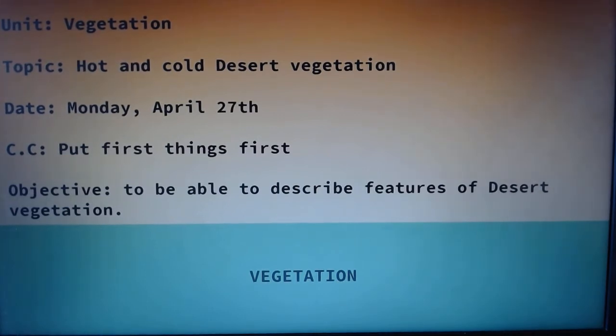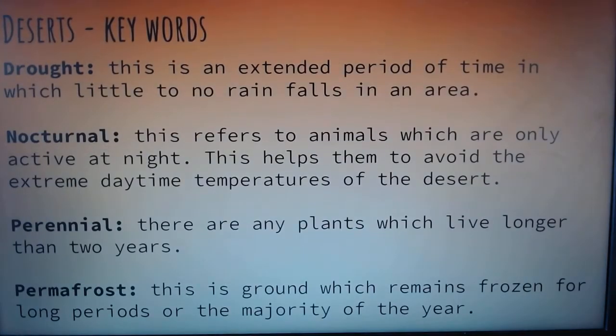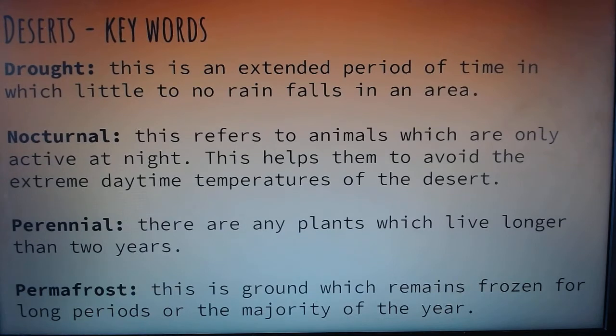Alright, so you can pause the screen there and head up, okay? And what we're going to do is we're just going to start with a couple of key words, okay? These words will pop up in the textbook and the worksheet we're going to look at, okay? We should know by now what a drought is. We've looked at that key word before.